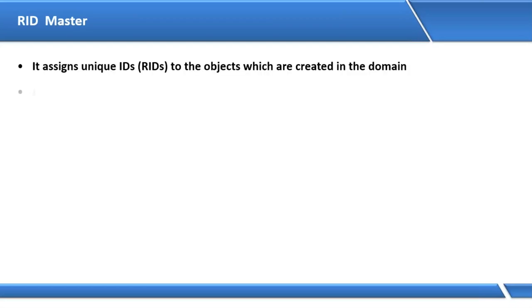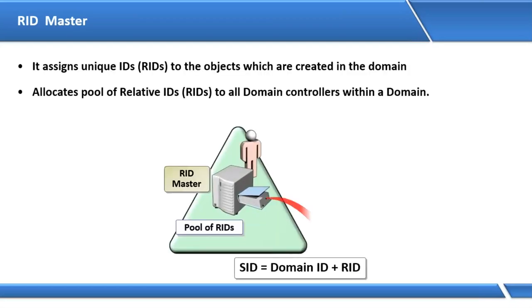Write down RID stands for Relative Identifier. Relative identifier, with FIER at the end. Or you can say identity also, or you can say identifier. That is the correct word here. So please copy this page. Then we'll see what is the use of this RID Master.